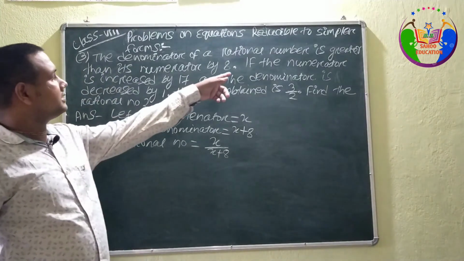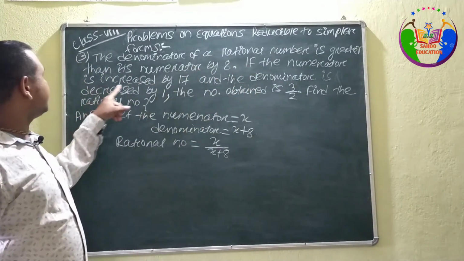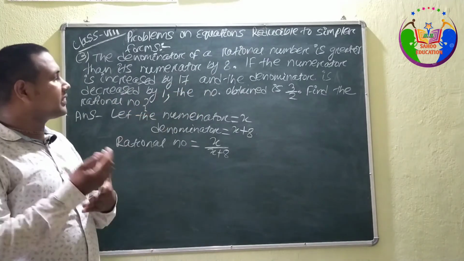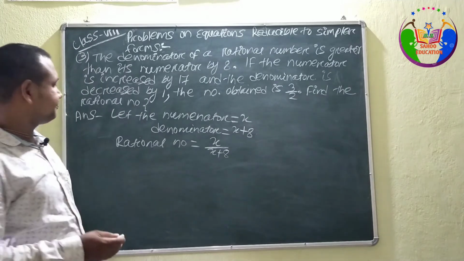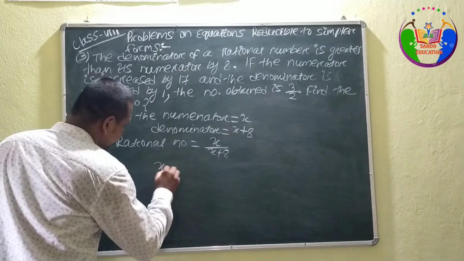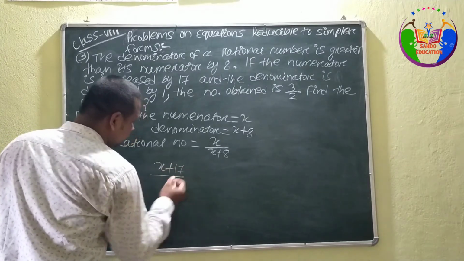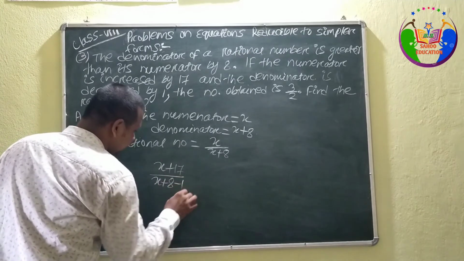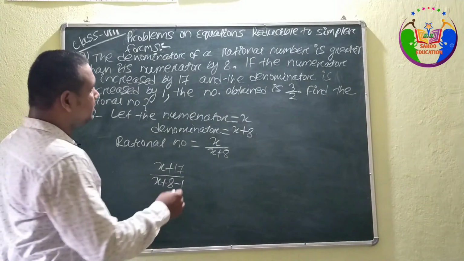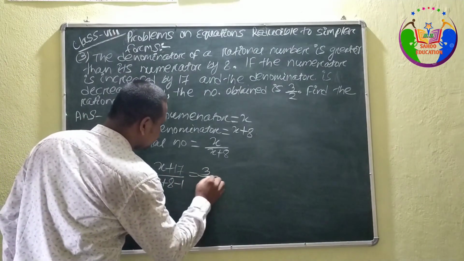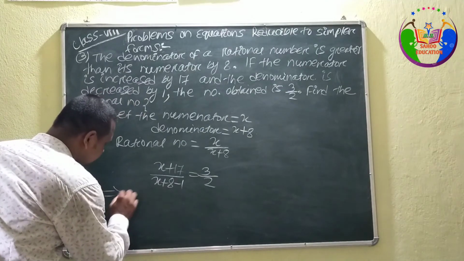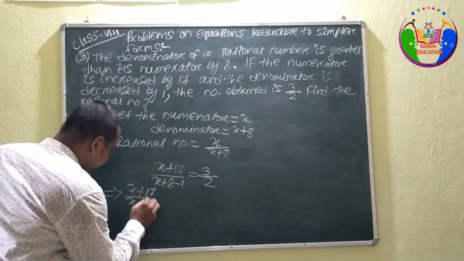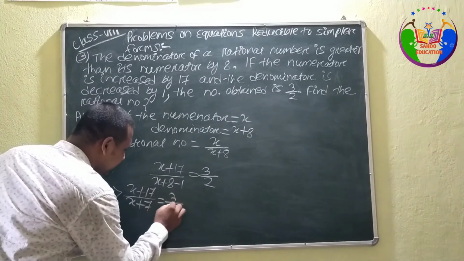And second point is given, if the numerator is increased by 17 and denominator is decreased by 1, the number will become 3/2. So we'll add 17 with the numerator and decrease 1 in the denominator, and this is equal to 3/2. So we'll write this as x plus 17 divided by x plus 7 is equal to 3/2.